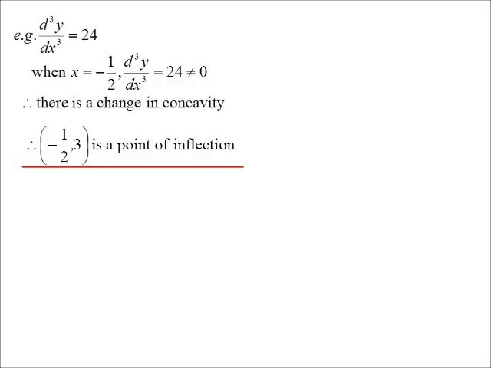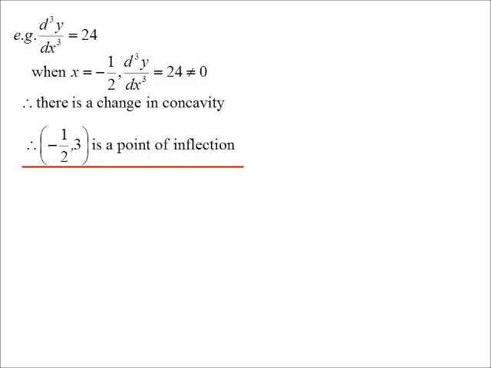Power of 5: 5x to the 4, 20x cubed, 60x squared, 120x, and 120. Now here's why people don't like using it. Because they think the rule is that the third derivative must not equal 0. And if you use that rule here, at x equals 0, the third derivative is equal to 0. So you think, oh, our little rule breaks down.